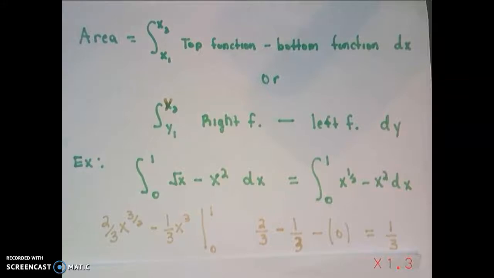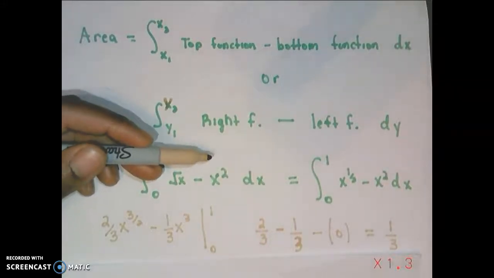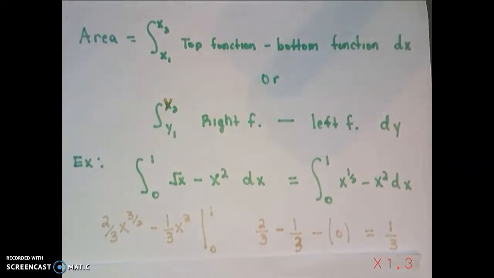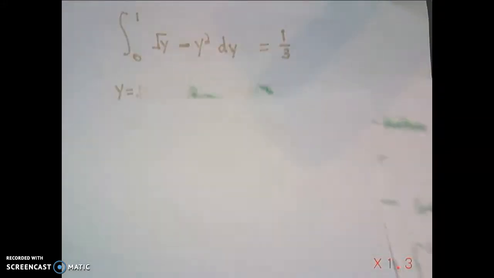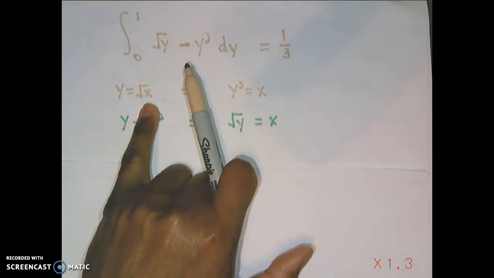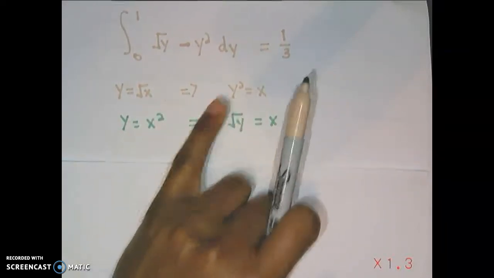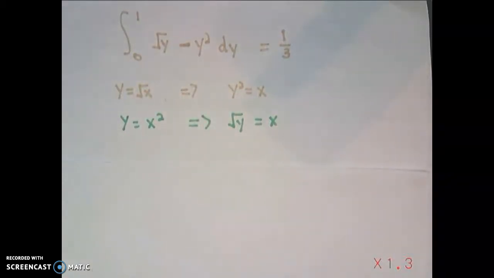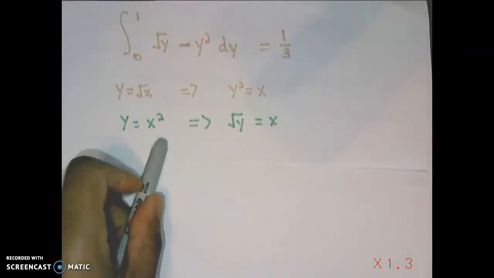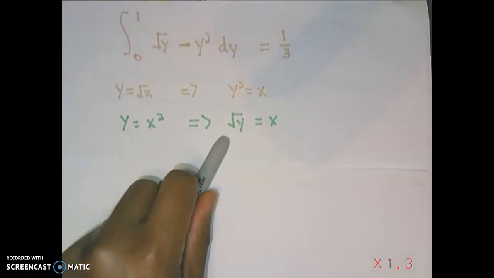All right, and so now I'm also going to do right minus left. Now remember, when we're doing right minus left, these are functions of y. So we're going to need to solve for x. So I went ahead and solved for x, because if I have y is equal to the square root of x, in order to get x by itself, I need to square both sides. Well, if I square the square root, that's just going to get rid of the square root. So that means x is equal to y squared. And then if I have y is equal to x squared, well, to get x by itself, I need to take the square root of both sides.